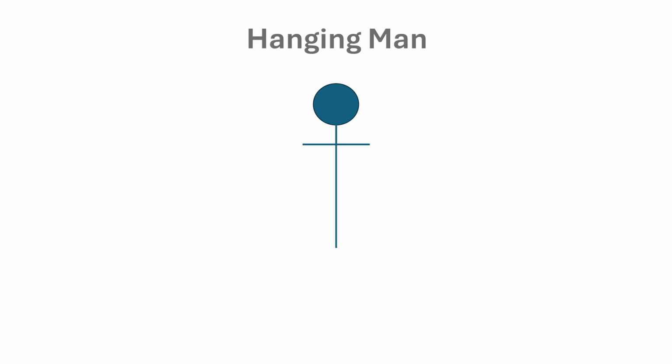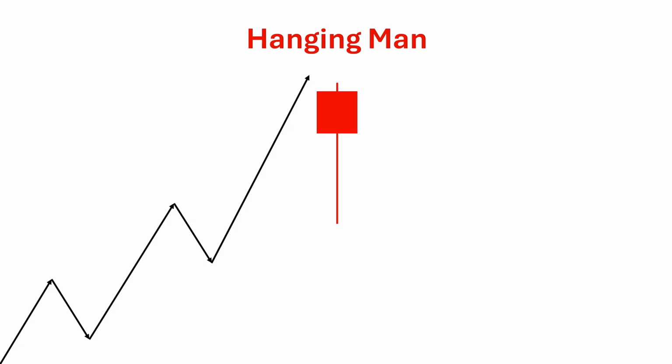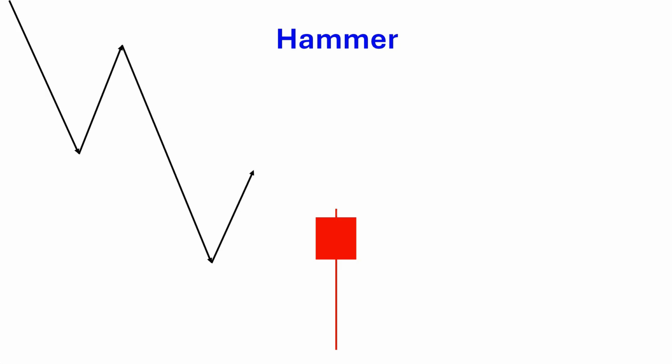Even though it looks similar to a hammer, the key difference is location. At the top of an uptrend, hanging man, bearish. At the bottom of a downtrend, hammer, bullish. So the same candle can give opposite signals depending on where it appears in the trend.